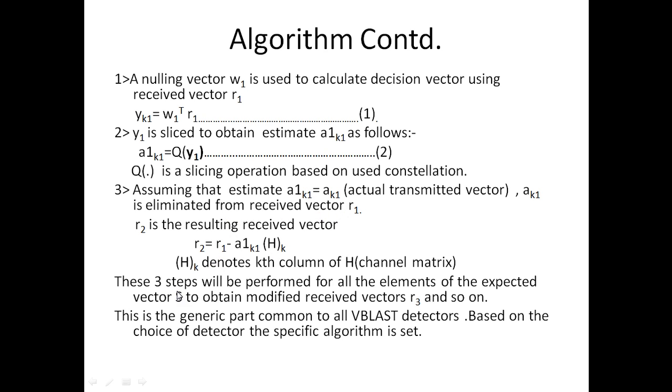Now these steps will be performed in recursion for all the elements of the expected vector S to obtain modified received vectors R3, R4 and so on. So this is the generic part. Now based on the type of detectors used, you have specific algorithms which are going to be discussed in the next slides.